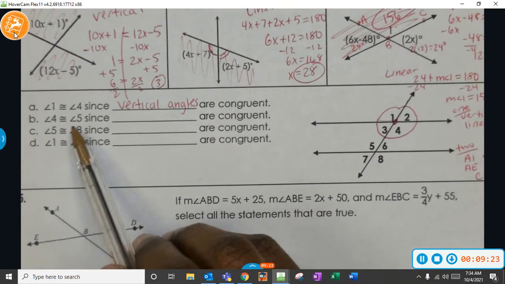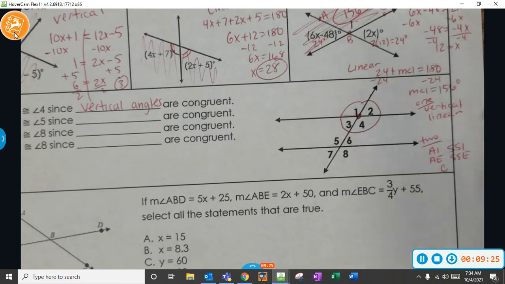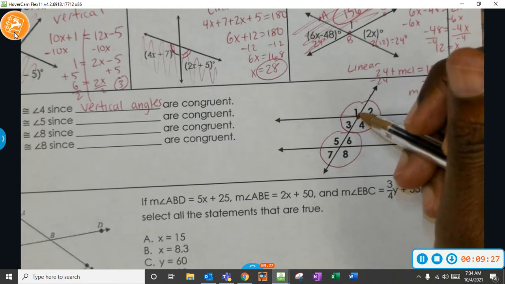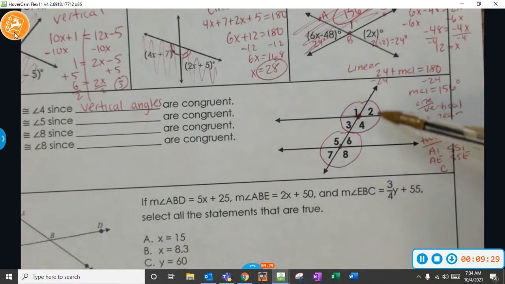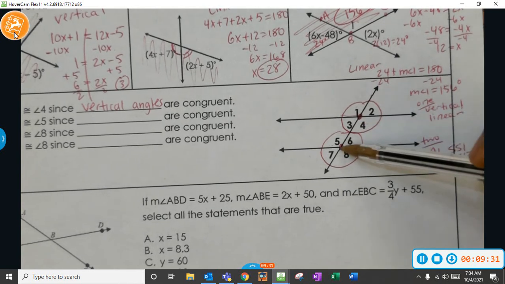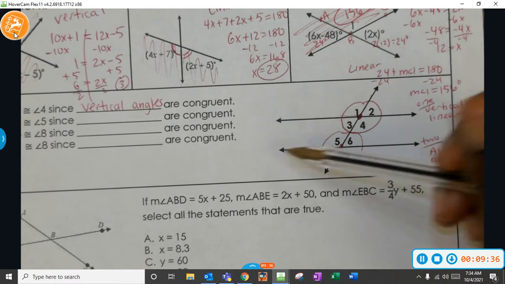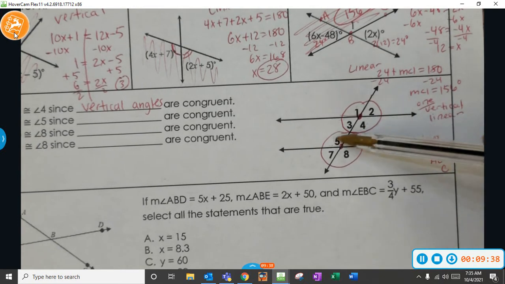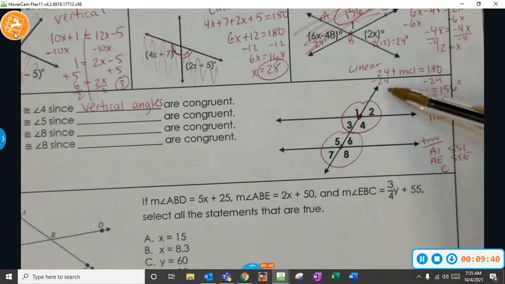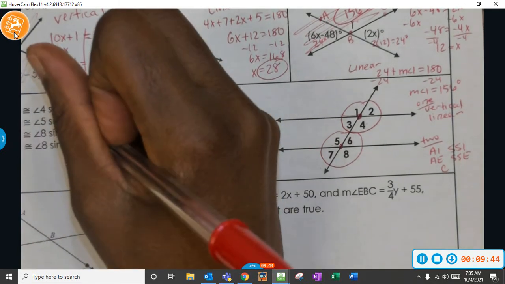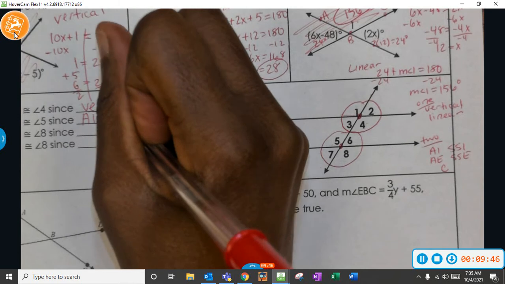Alright, 4 and 5 are on two different vertices. So angle 4 has a vertex up here, angle 5's vertex is down here, so these are between these 5. So they're inside of the two parallel lines, which makes them interior, and they're on different sides, one's on the left, one's on the right of the transversal, so that makes them alternate interior angles.